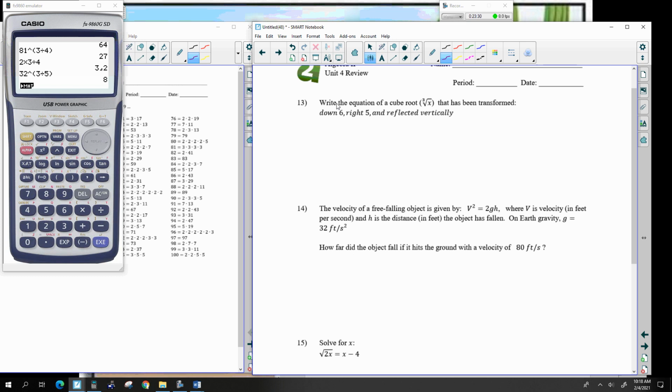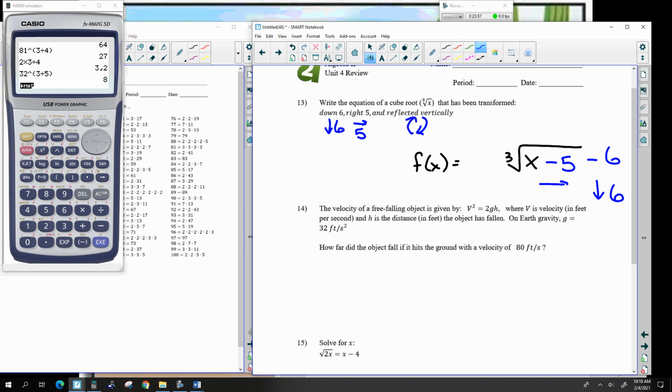Okay, write the equation of the cube root. What are the things? Down 6, right 5, and reflecting. All right, here we go. So f of x, cube root. So down 6, that's an outside minus 6. Right 5, so you'd think plus, but that's a liar. So that's a right 5. You would think plus, but the x's lie, not the y. And then a reflection is an outside negative.